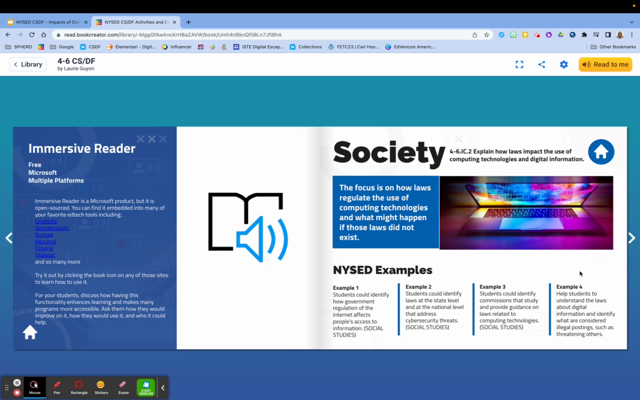You'll see the 4 examples at the bottom again. With this one, we're really thinking about what we have in place to protect ourselves. This could be things that for resources we use in the classroom or even for the things students use outside of your doors.